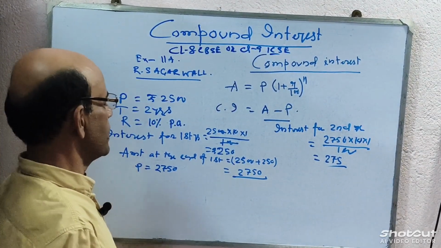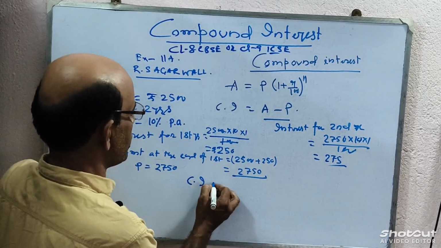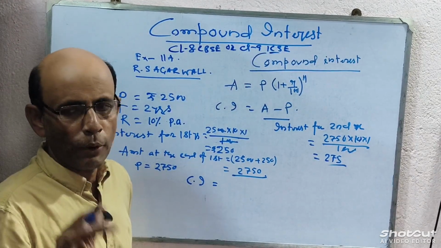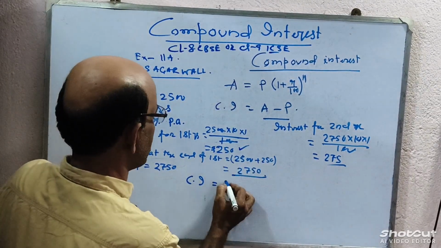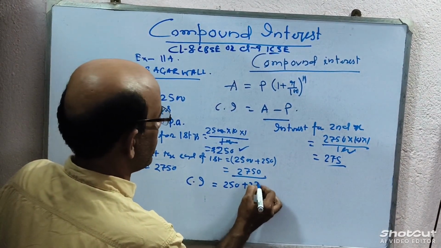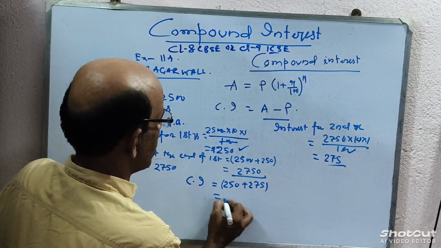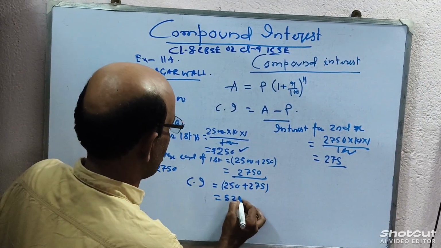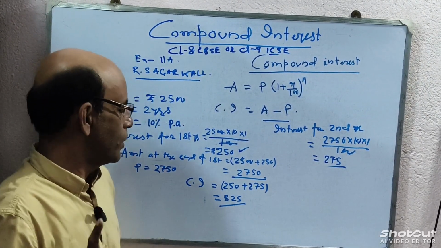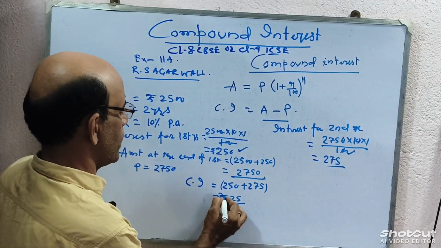What is the compound interest? Compound interest can be calculated by two ways. First year's interest plus second year's interest is equal to 525. 525 is the compound interest.